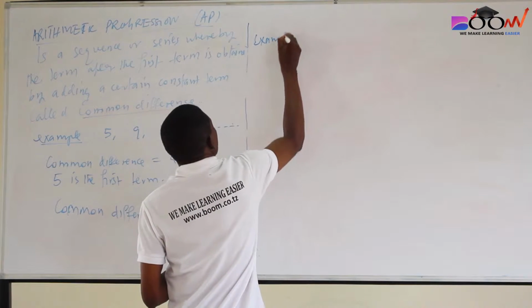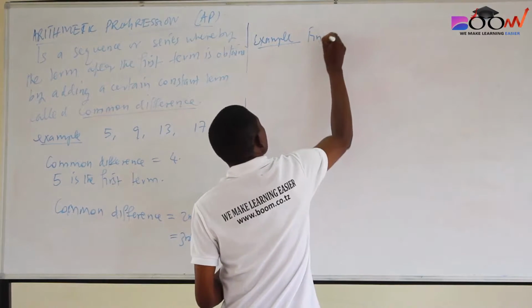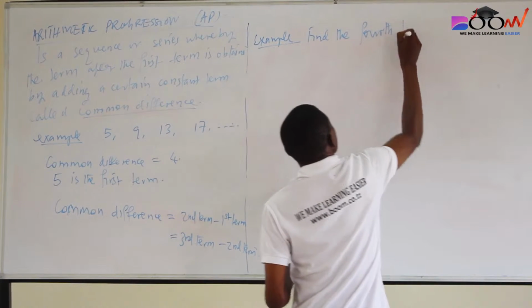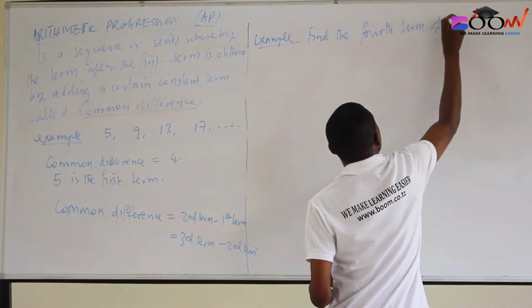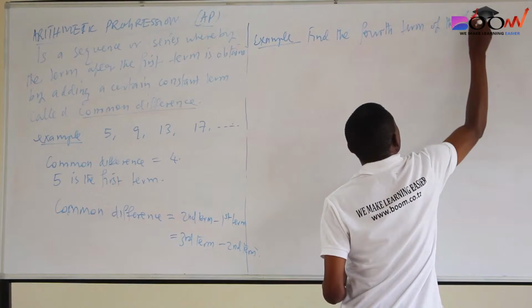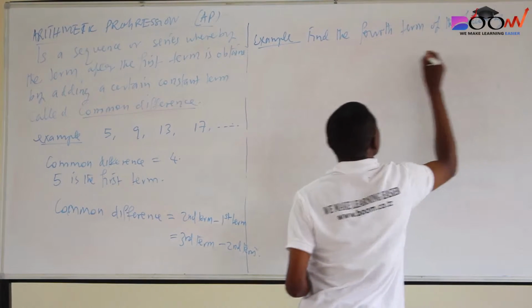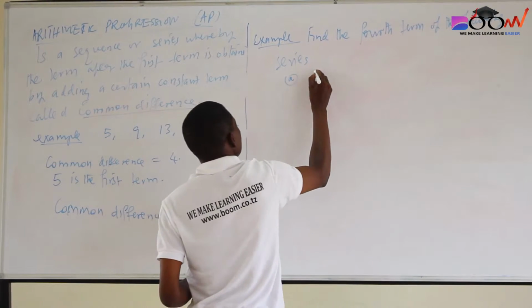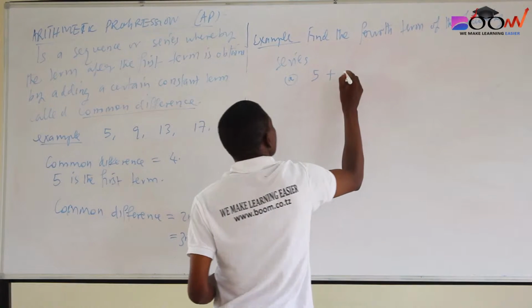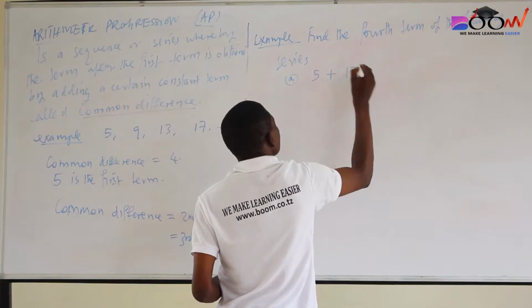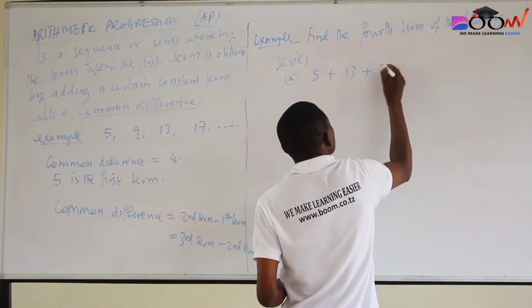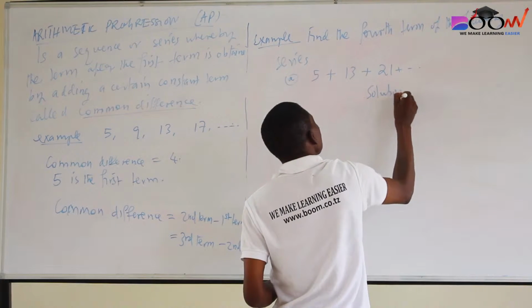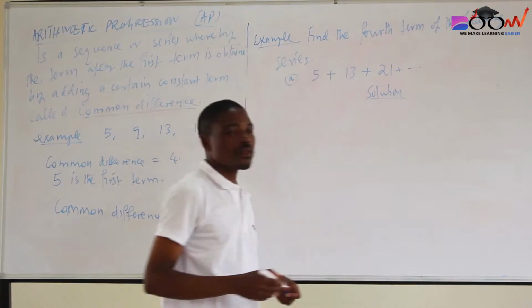Example: find the first term of the following series, that is the series 1, let's say 5 plus 13 plus, let's say, 21. To find now the first term.